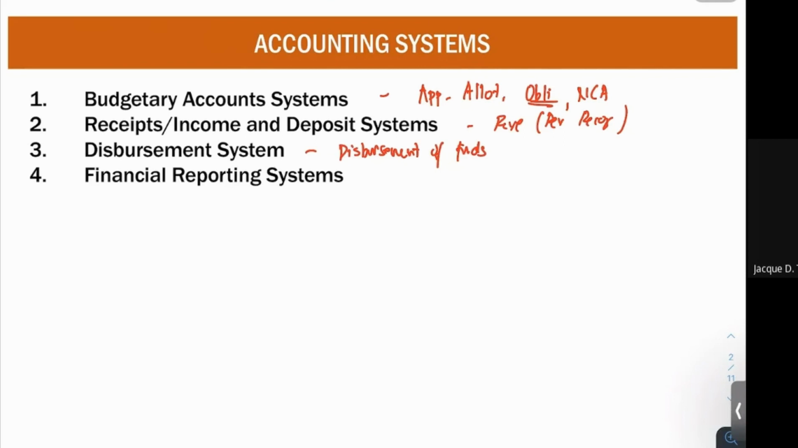Therefore, as we go through your government accounting, these are the items that we will discuss: budgetary accounts, receipt and deposit systems, disbursement system, and financial reporting system. So we are now starting with your budgetary accounts system. So let's start with your budgetary account system.